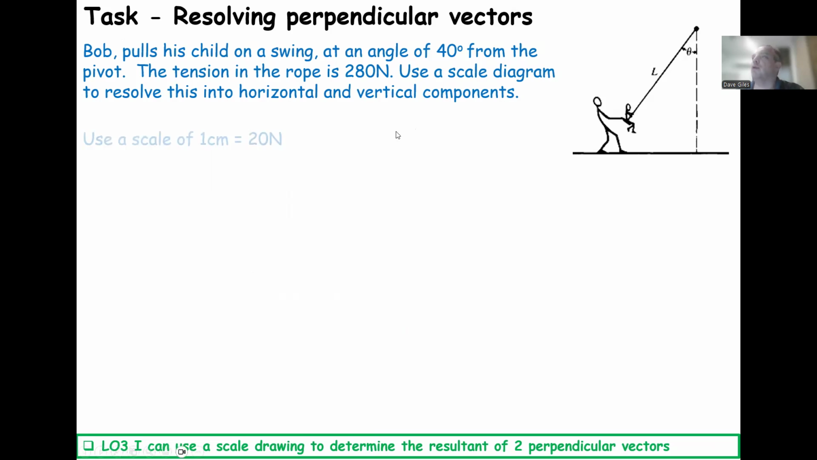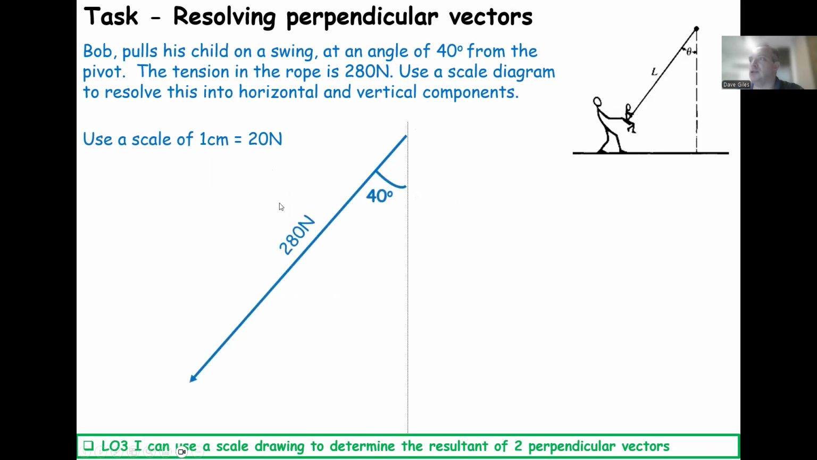Okay, so same scale as last time, 1 centimeter is 20 newtons. And I'm just going to add a little imaginary vertical line down the middle of my page here. And I will measure the 40 degrees from here. So it's 40 degrees and 280 newtons. So that would be 14 centimeters long.